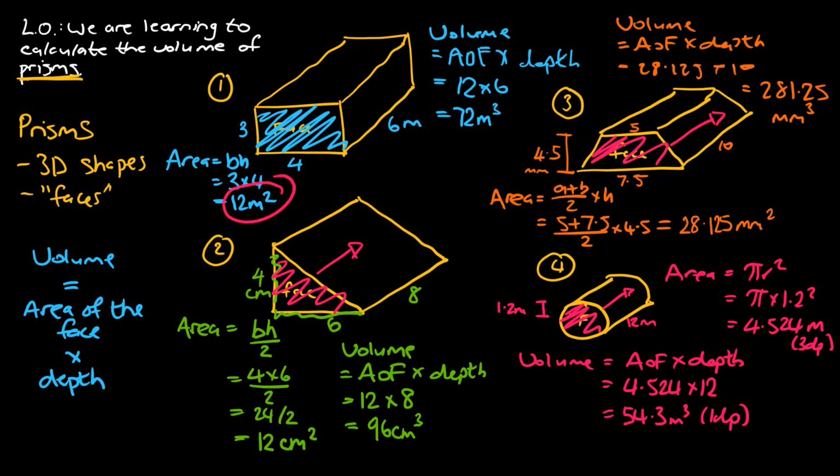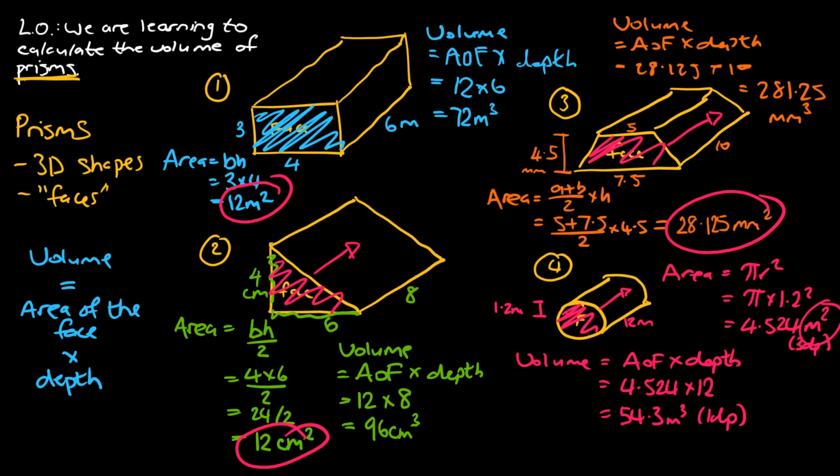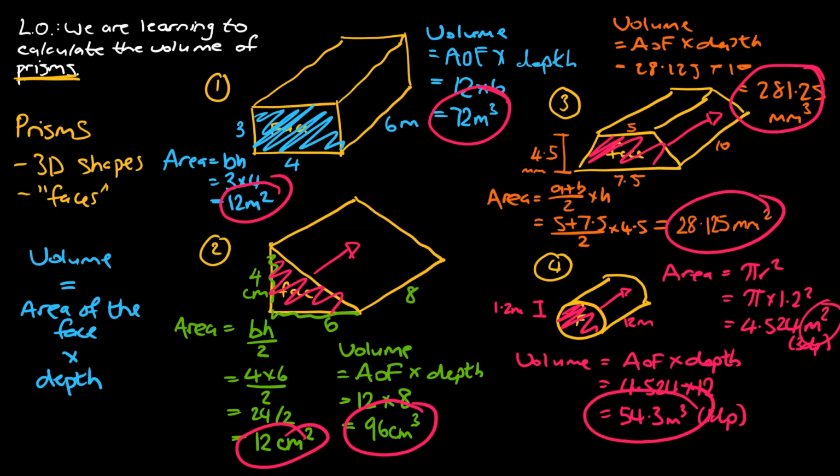So don't forget the areas are always units squared: centimeters squared, millimeters squared over here, and then meters squared over here. And then finally, don't forget that the volume is cubed. So 72 meters cubed, 96 centimeters cubed, 281.25 millimeters cubed, and then 54.3 meters cubed.